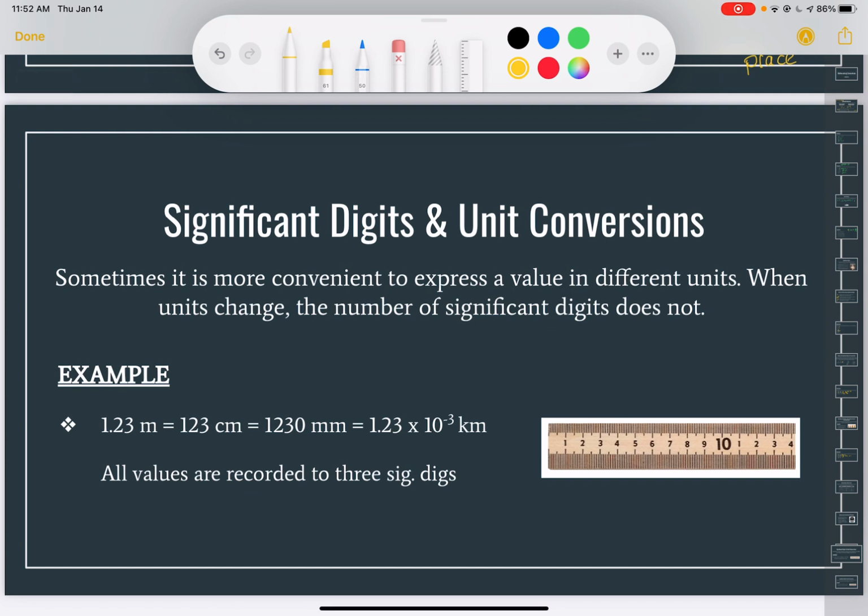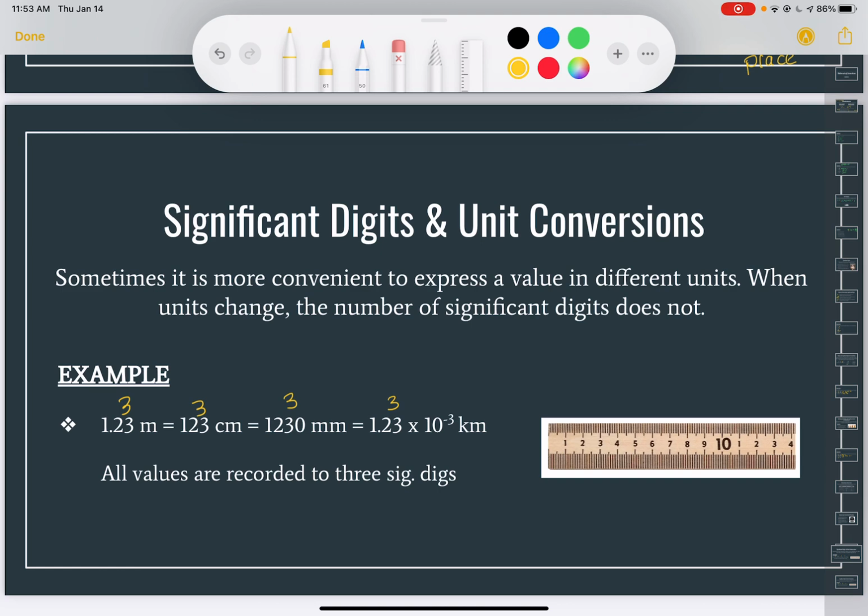Sometimes it's more convenient to express the value in different units. When units change, the number of significant digits does not change. So if we have 1.23 meters and we want it to go into centimeters, it's still going to have 3 significant digits. This one in millimeters is still going to have 3, and this is still going to have 3 if we're putting it in kilometers. So just know that if we're converting units, we still are going to keep the same amount of significant digits.